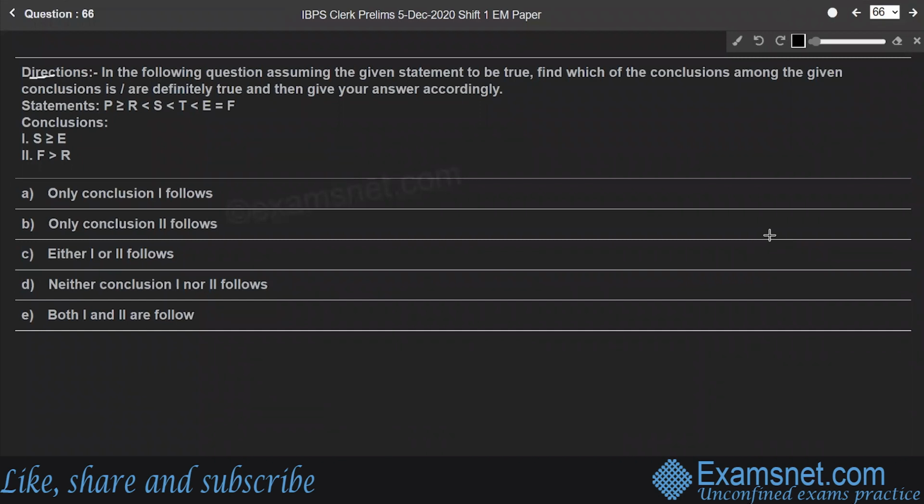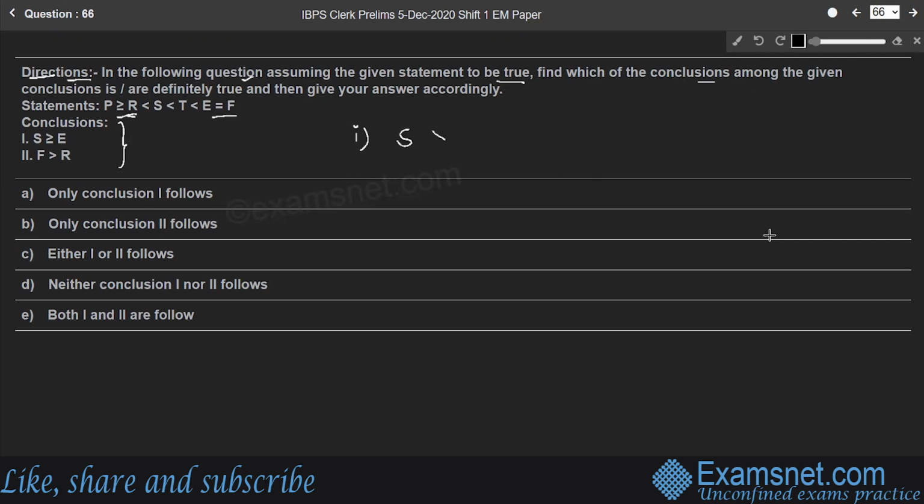Question 66. So here is the direction. In the following question, assuming the given statement to be true, find which of the conclusions among the given conclusions is or are definitely true, and then give your answer accordingly. Here the statement is P is greater than or equal to R, R is less than S, S is less than T, T is less than E, and E is equal to F. Here are two conclusions.